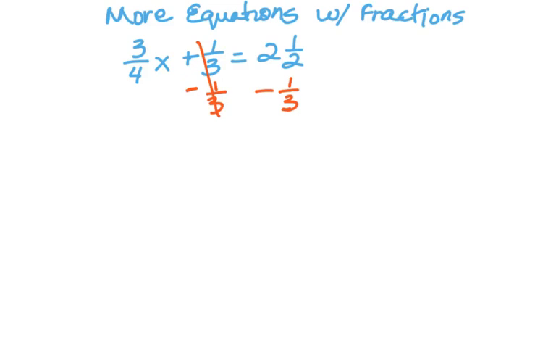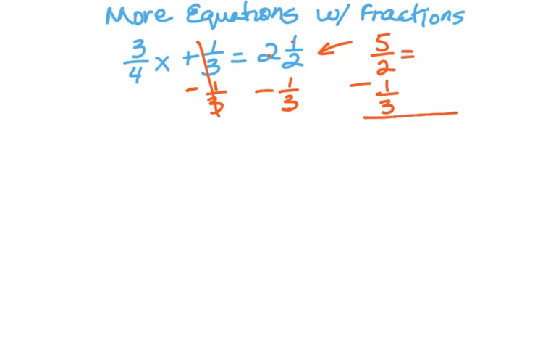I can do this a bunch of different ways, but I think what I'll do is turn that mixed number into an improper fraction. So I will say 2 times 2 is 4. 4 plus 1 is 5. 5 halves take away 1/3.